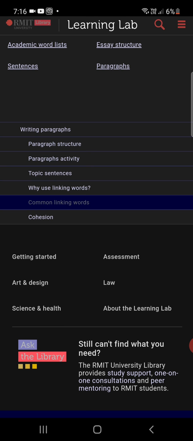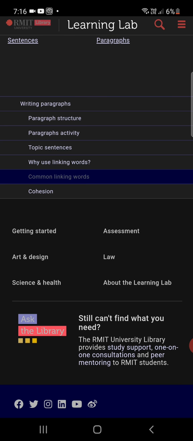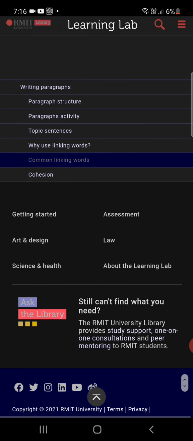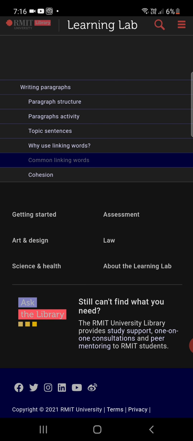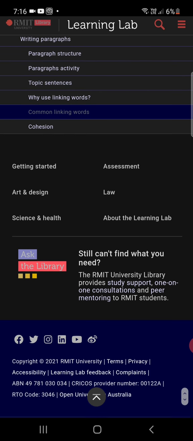I see paragraphs activity is topic sentences. I see topic sentences is why use linking words. I see why use linking words is common linking words. I see common linking words is cohesion. I see cohesion is getting started.